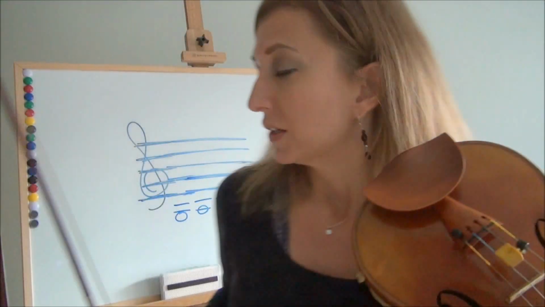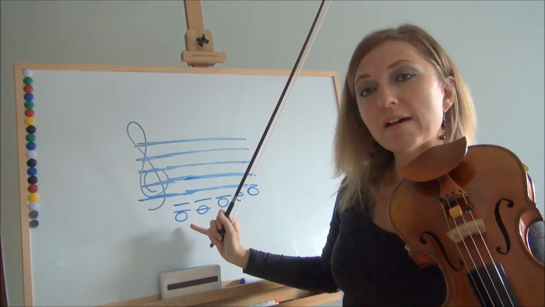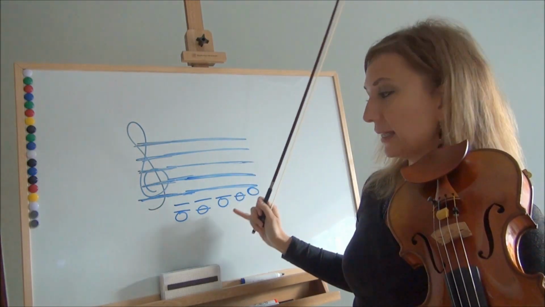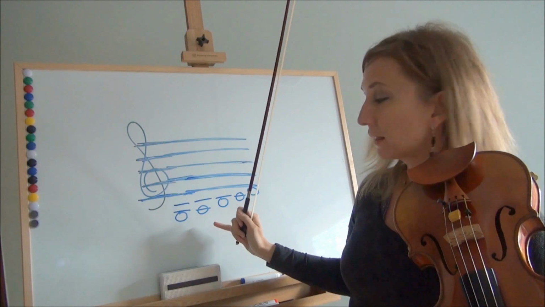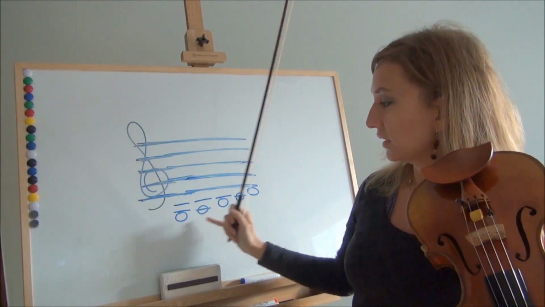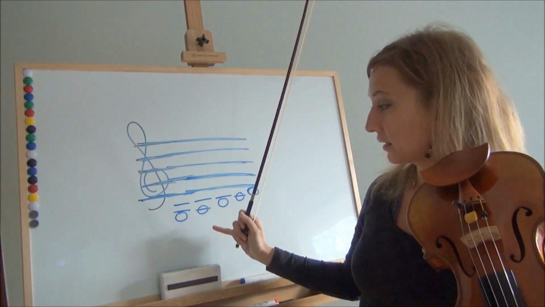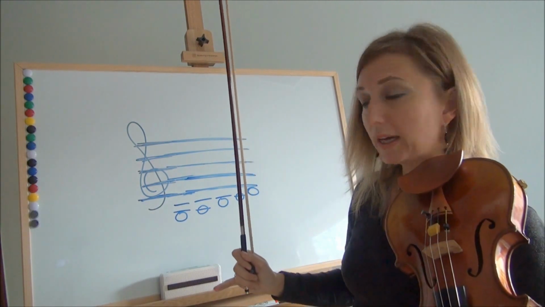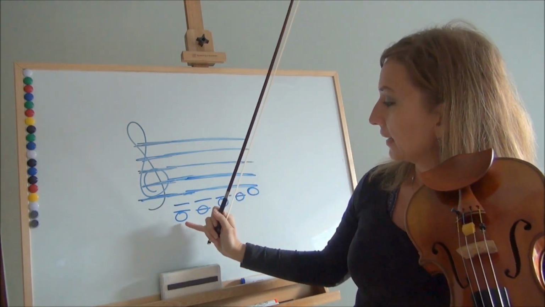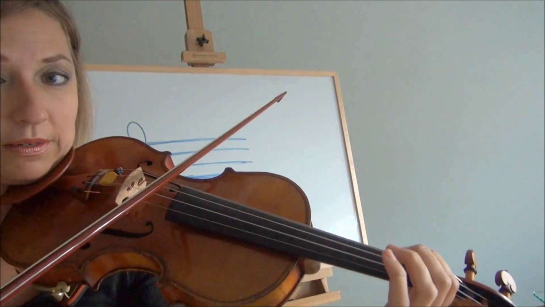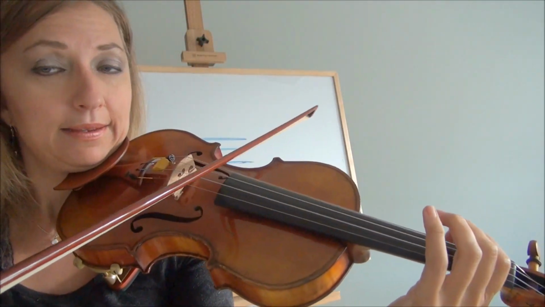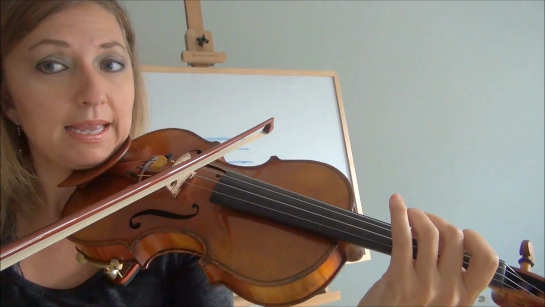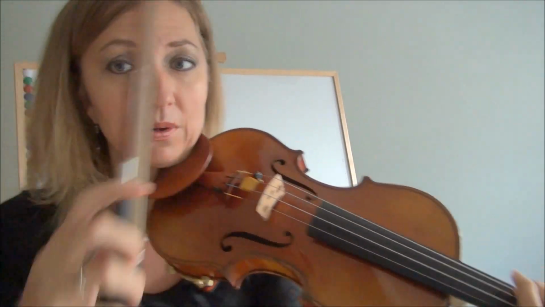Okay, so up until now we have G, A, B, C. A and C are the line notes. They sit on the lines, and G and B are the space notes. They sit below the ledger line, okay? So I'll play again from G to C, okay? So we have our open G, our A, B, and our C, okay?